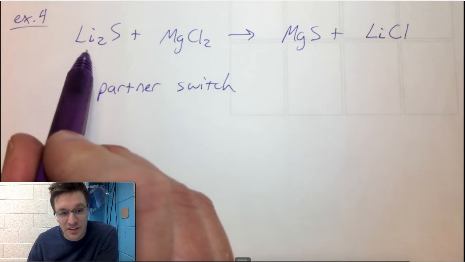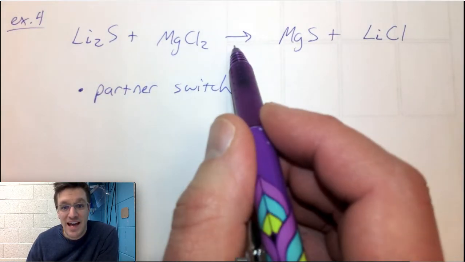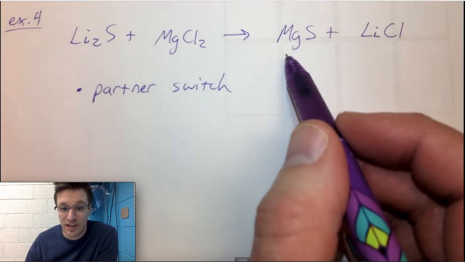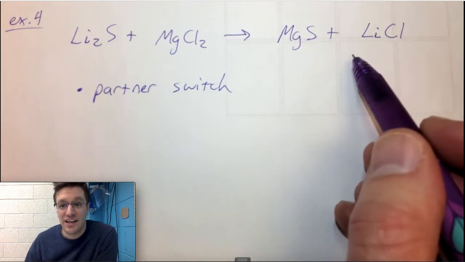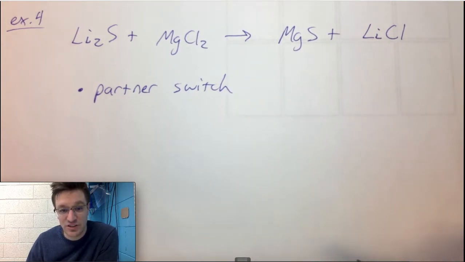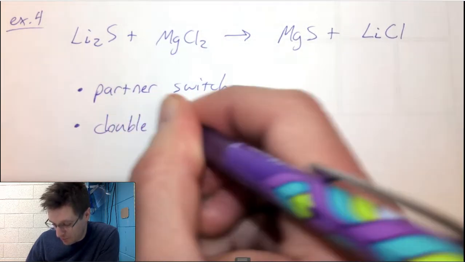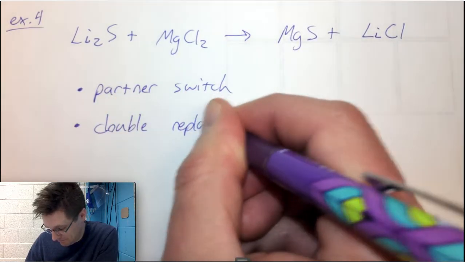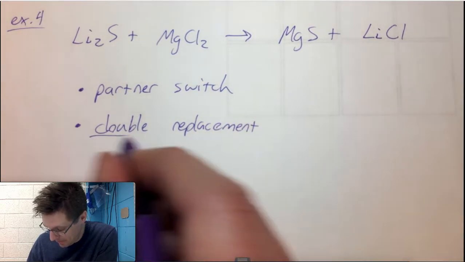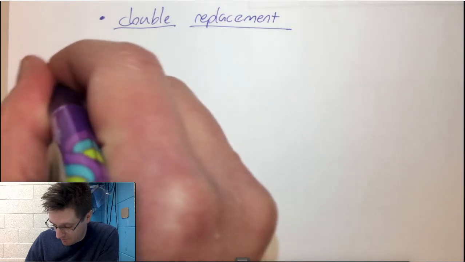You see in the beginning, lithium is married to sulfur, and magnesium is married to chlorine. After the reaction, now magnesium is married to sulfur, and lithium is married to chlorine. They switched. The magnesium and the lithium switched. Okay, that's a partner switch. That's called a double replacement. Finally, combustion.